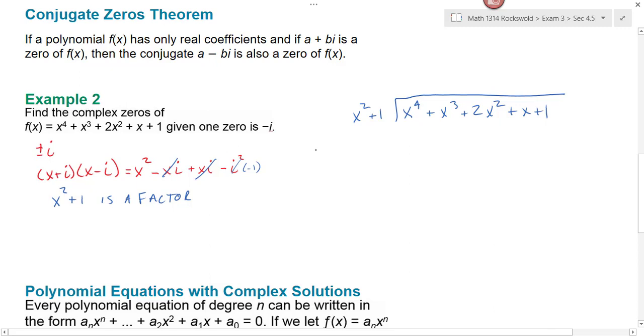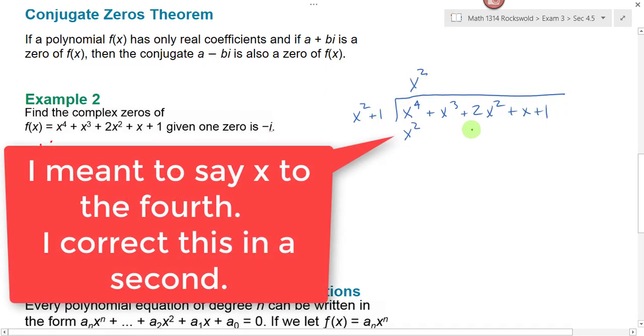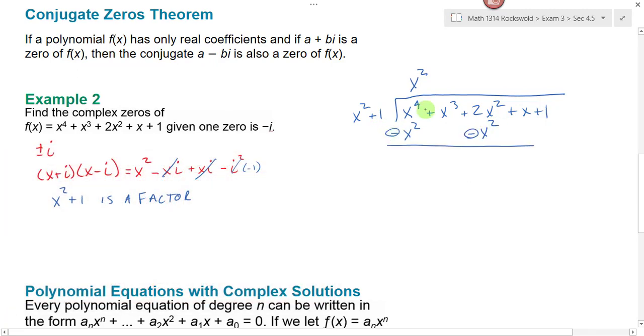If you need to review long division, you need to watch the section 4.3 video where we went into great detail on how to divide polynomials. I'm going to go through this rather quickly. When we divide, we just divide the first term by the first term. x to the fourth divided by x squared is x squared. Then we multiply, and that's going to give us x squared times x squared, and then x squared times 1 is x squared, and then we need to subtract these terms.